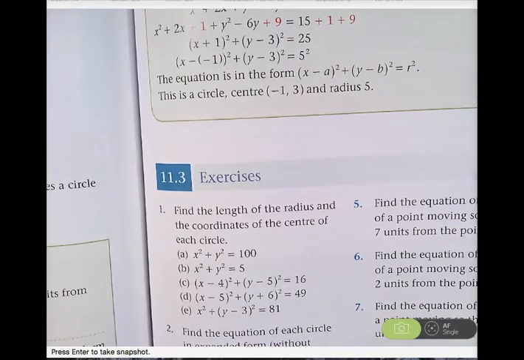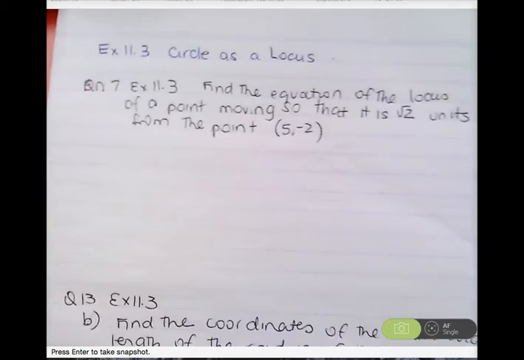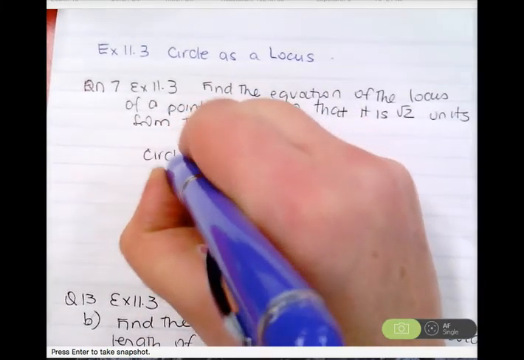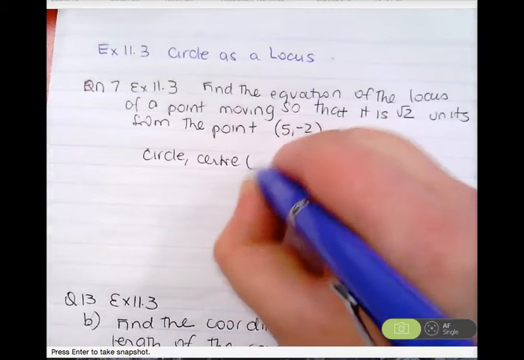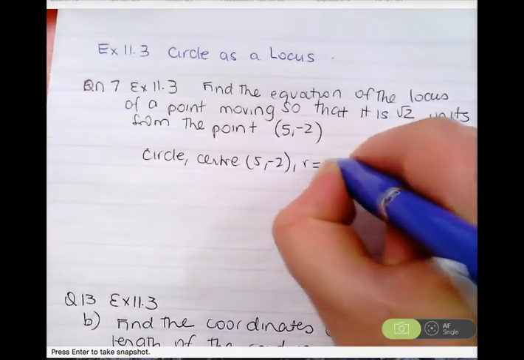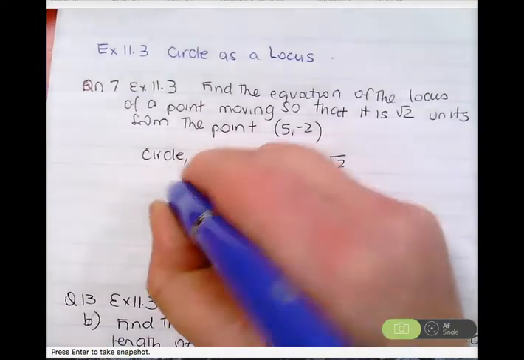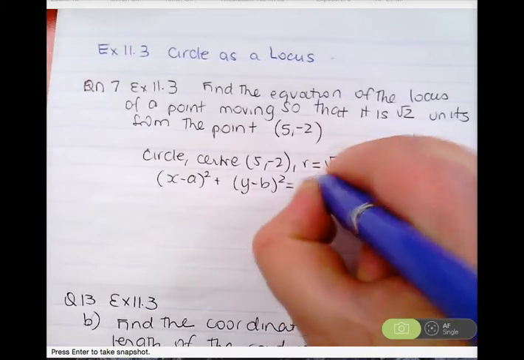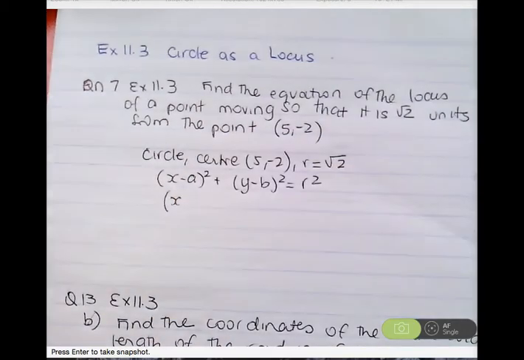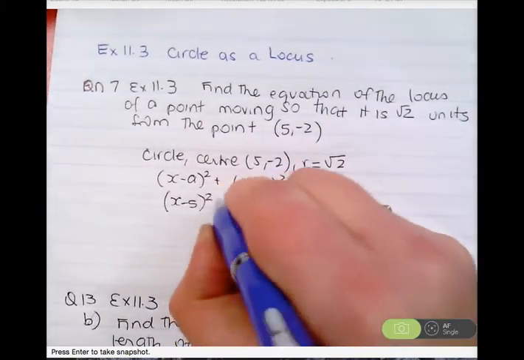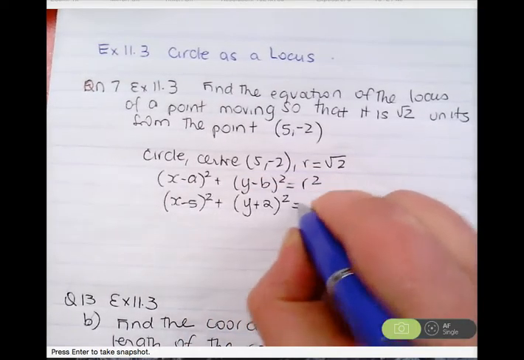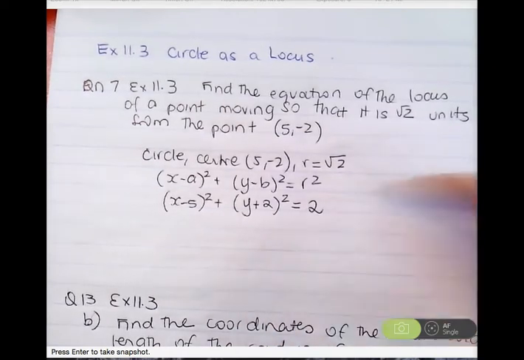Okay, I'm just going to choose a few questions now. Find the equation of the locus of a point moving so that it is root 2 units from another point. This will be a circle, with centre (5, −2) and radius equal to root 2 units. The formula for a circle is (x − a)² + (y − b)² = r². So what's it going to be? (x − 5)² + (y − (−2))² equals the square root of 2 squared, which is 2. Okay?